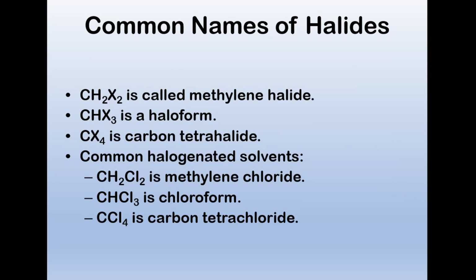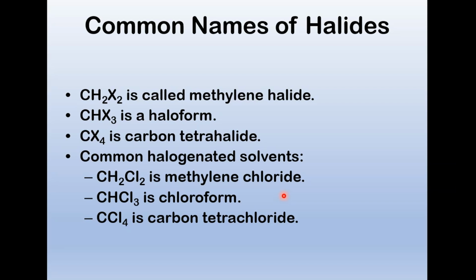So here's something new. Common names of halides. And you'll notice this is only one carbon. All of these. We might call this methylene halide. The CH2 is called a methylene group. CH is called a formyl group. So we call this methylene halide. Carbon tetrahalide. Well, let's just put a specific halide on there. Chlorine. So methylene chloride. That's what everybody calls this.